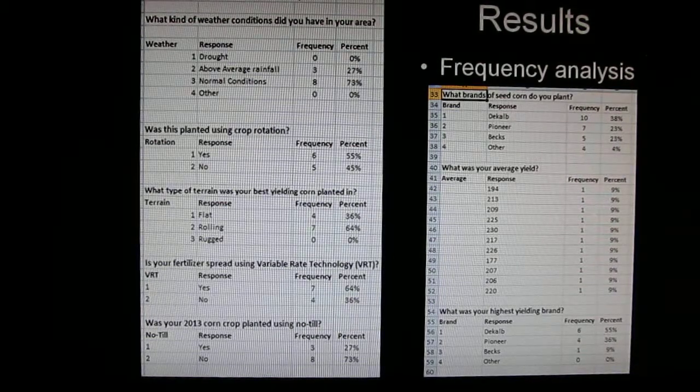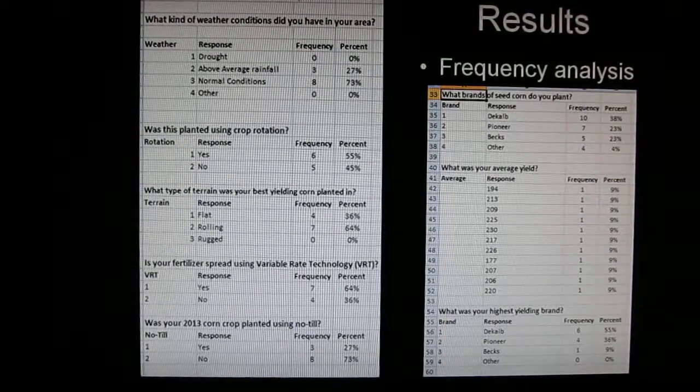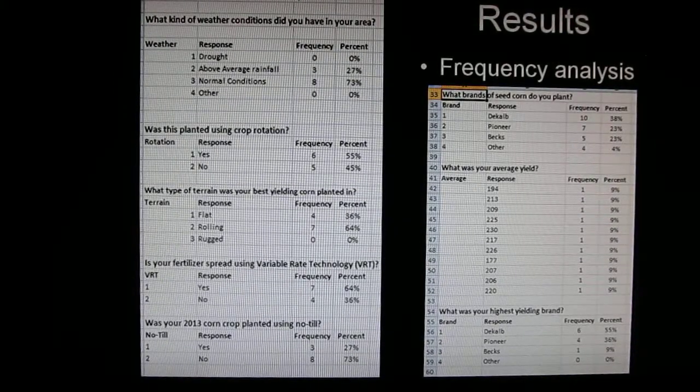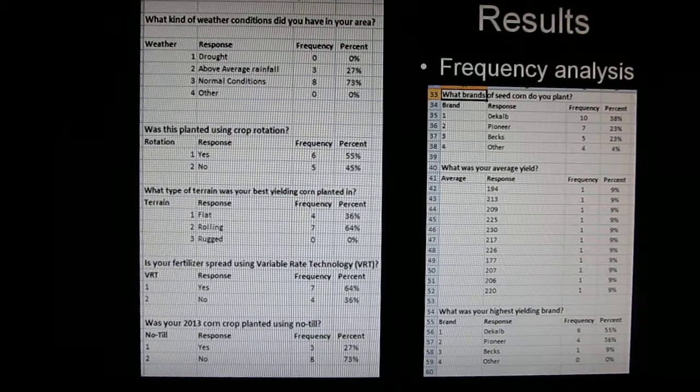As you can see in the chart, most of the respondents had normal conditions for weather, and most of the respondents had rolling terrain. In the chart on the right, you can see that DeKalb was the most planted brand. DeKalb was also the highest yielding brand.